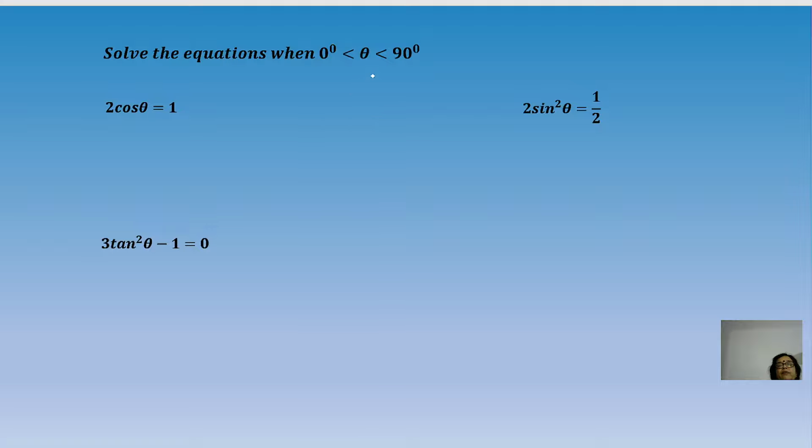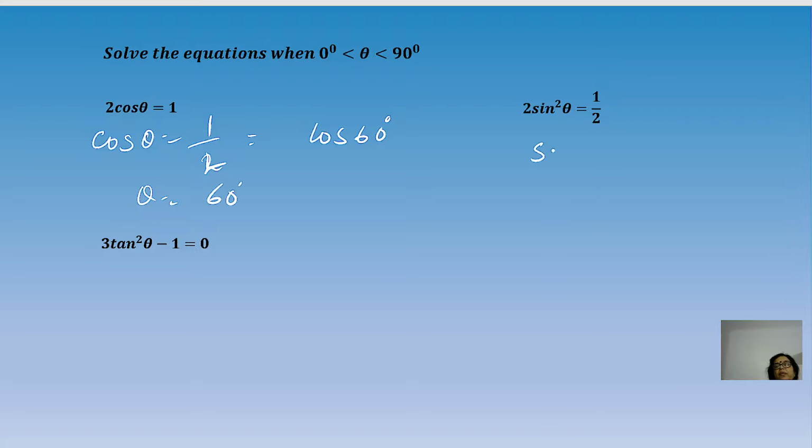Now here we need to find the values or solve the equation. So we need to find the values of theta. What we do in these type of questions, we can write cos theta is 1 by 2. Now when is cos theta 1 by 2? Cos theta is 1 by 2 at cos 60 degree. So theta is equal to 60 degree.